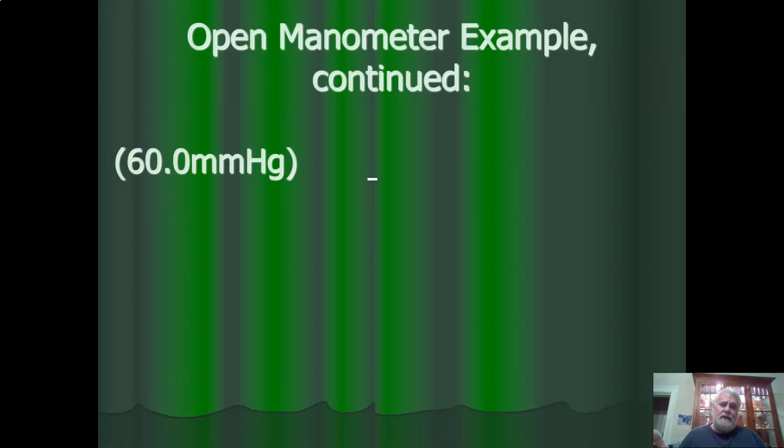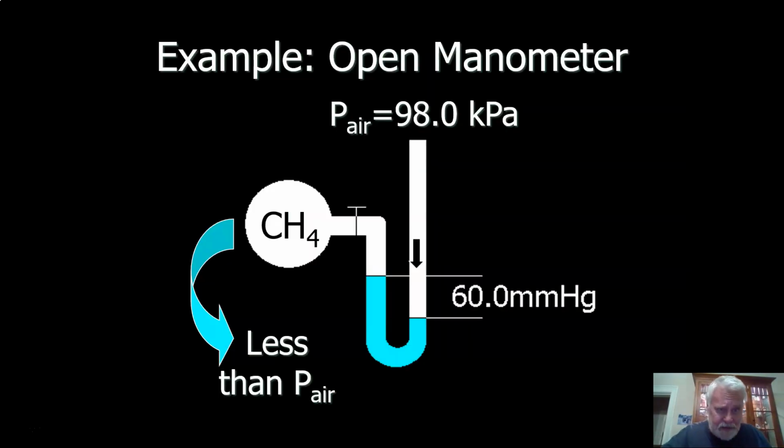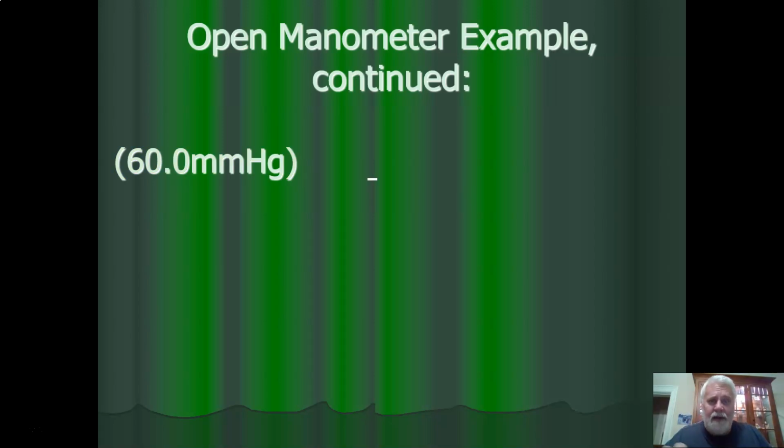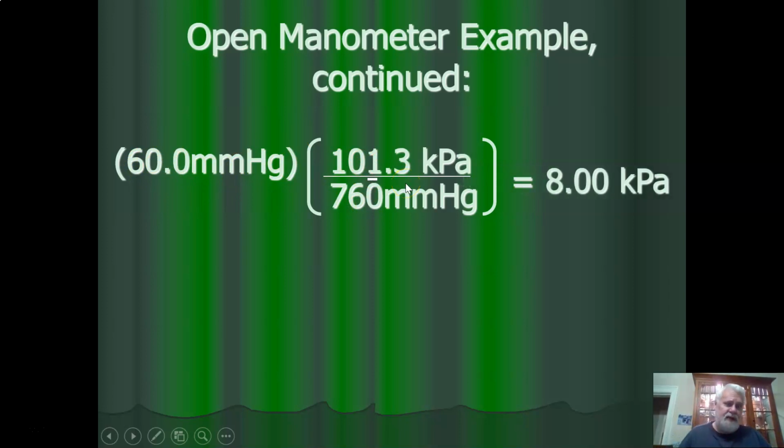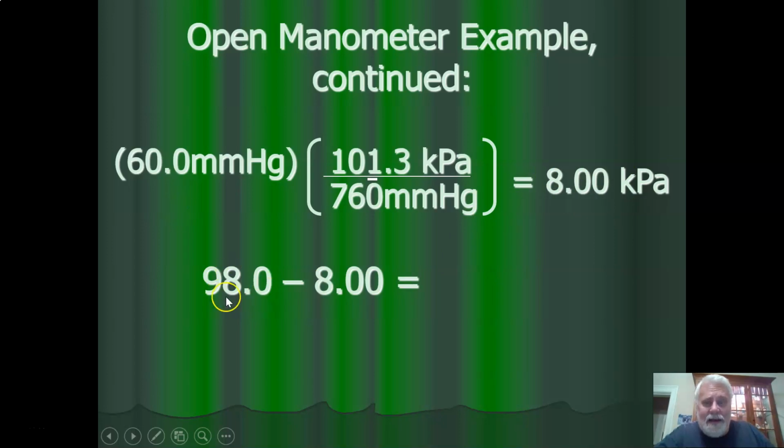So we have to do a little conversion. We have to take that 60 millimeters right there, okay, and we have to convert that into kilopascals, okay? So the 60 millimeters of mercury, 3 sig figs, boom, do your crunching. 8.00 kPa. 8.00 kPa. You have to have the 3 sig figs on that. Okay? Now, since it was less than the air pressure, and you've now got it in the right units, which is kPa, you can take the 98.0 minus 8.